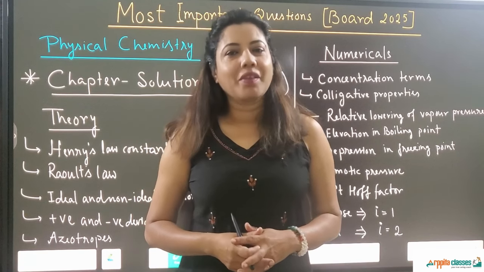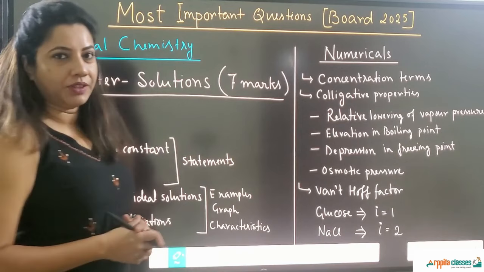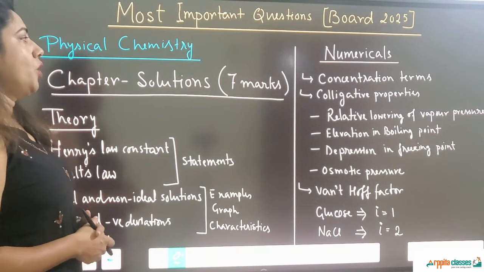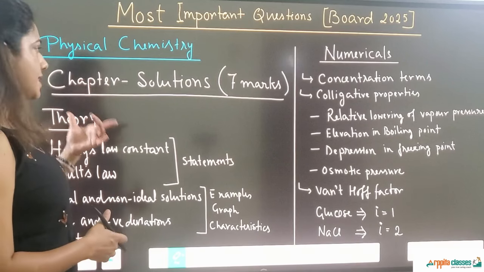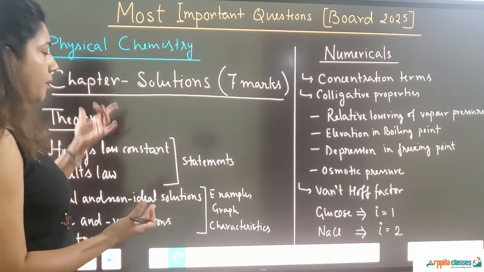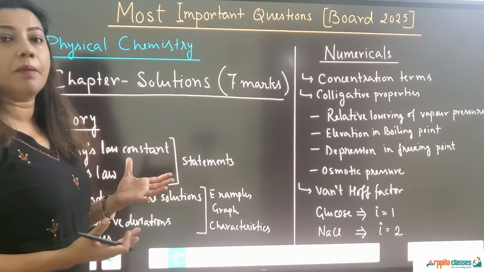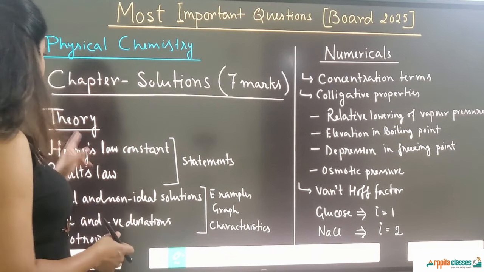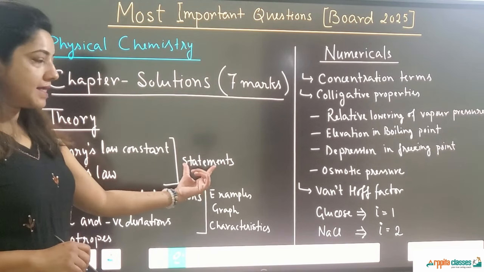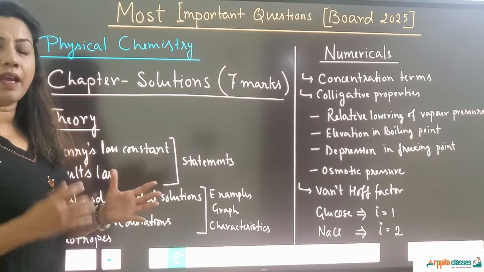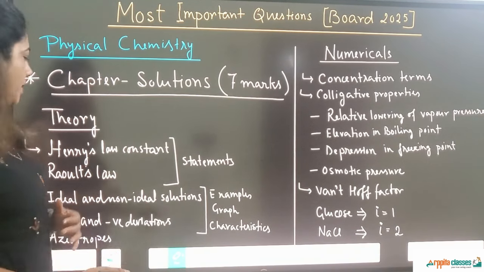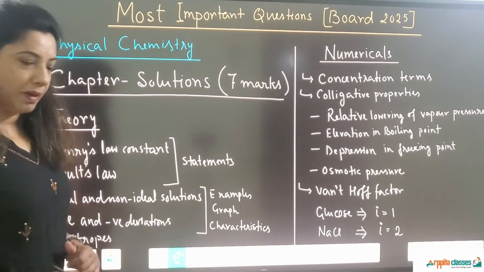Let's get started. In our chemistry syllabus, the first chapter, that is Solutions, is from physical chemistry, which contains 7 marks. As it is a chapter of physical chemistry, you know that it has theory as well as numericals. The most important theory questions come from Henry's law constant and Raoult's law. You need to prepare their statements and everything related, like Henry's law constant, the applications of it, the limitations of it, and Raoult's law, also the statement.